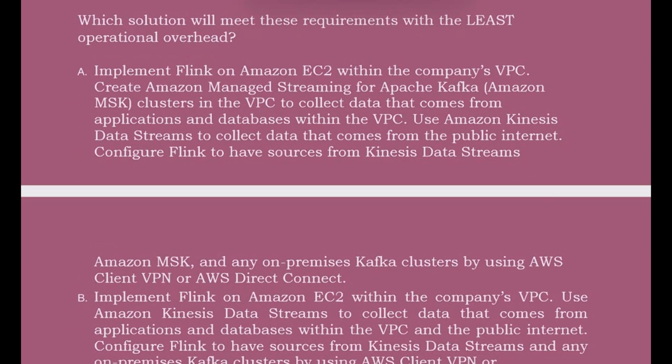Option A. Implement Flink on Amazon EC2 within the company's VPC. Create Amazon Managed Streaming for Apache Kafka, that is Amazon MSK clusters in the VPC to collect data that comes from the applications and databases within the VPC. Use Amazon Kinesis data streams to collect data that comes from the public Internet. Configure Flink to have sources from Kinesis data streams, Amazon MSK, and any on-premises Kafka clusters by using AWS Client VPN or AWS Direct Connect.